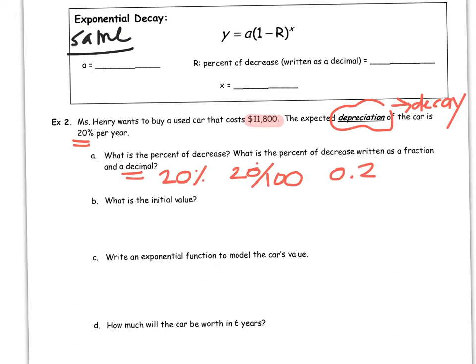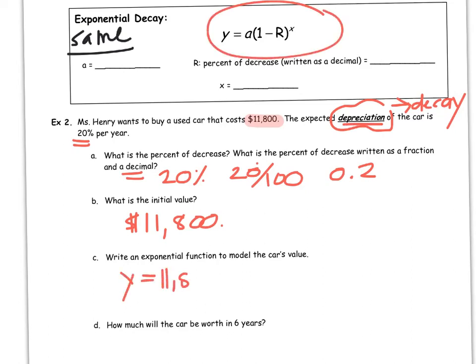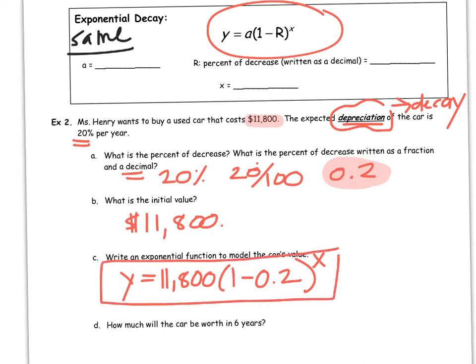What is the initial value? This is the initial price that Miss Henry paid, and that is $11,800. Write an exponential function to model this car's value. So since we're using depreciation or decay, I'm going to use this function up here. Y equals $11,800 goes first. That's my y-intercept. 1 minus 0.2. That came from this number right here. Close parentheses, and then I use an x. This is the function that I'm going to use to figure out the car's value at any amount of time.